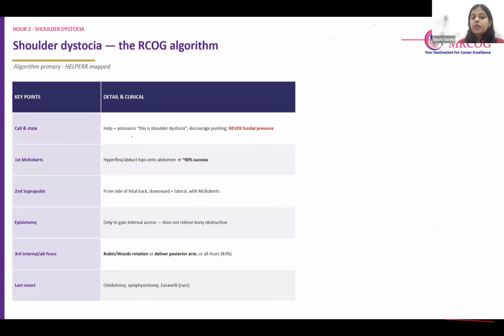So announce for help, announce that this is shoulder dystocia, discourage her to push, bring her to the edge of table, and stop giving fundal pressure. Means never. Fundal pressure is never to be given. And ask her not to push further. First and foremost is the McRoberts maneuver, which has got 90% success. Remember, you will ask the lady to hyperflex and abduct the hips onto abdomen.